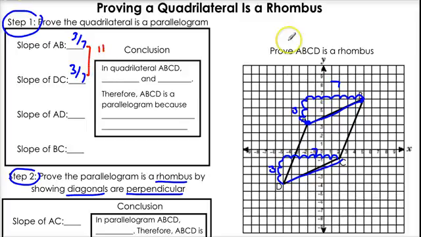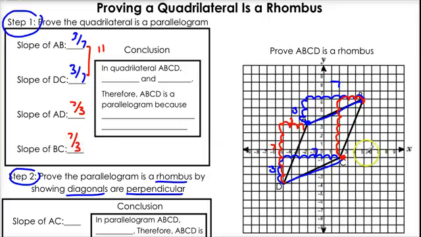All right, so now we're going to prove the other sides are parallel. From C to B, it's up 1, 2, 3, 4, 5, 6, 7 over 1, 2, 3. So that's 7 over 3. And then our next one is up 1, 2, 3, 4, 5, 6, 7, and then over 3. 7 over 3. All right.